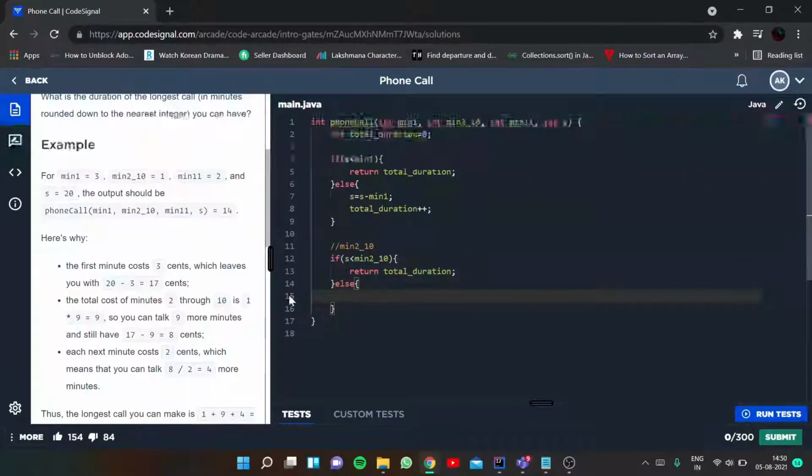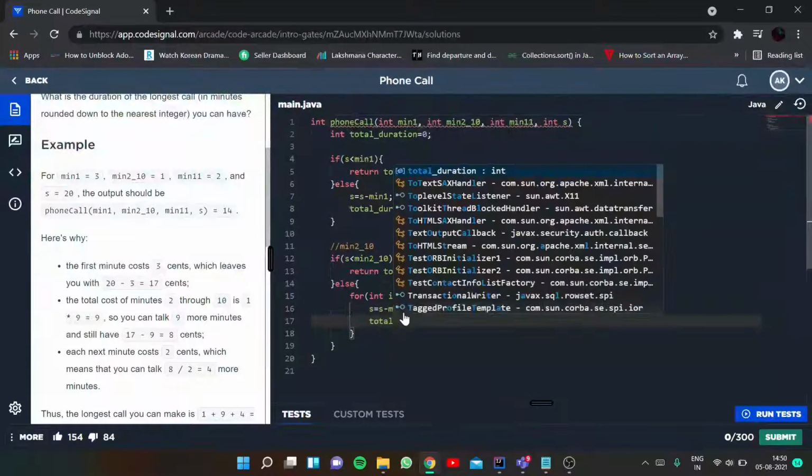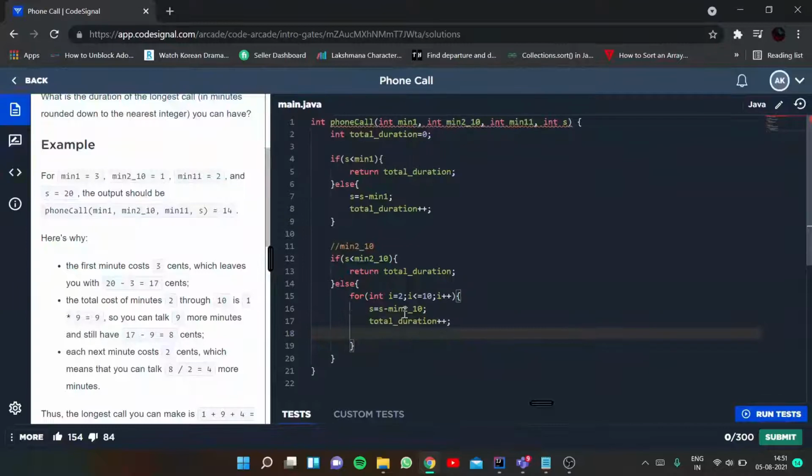Else, the cost for the minutes 2 through 10 applies, so there will be a total of 9 calls in between. We have to pass through a loop, because we don't know in which call our money will be exhausted. So i starting from 2, and i less than or equal to 10, we have to consider that too. Now, likewise, I'm subtracting the money from 2 to 10 on each iteration, and I increment the total duration. Then if at some point the money is finished, the loop has to break. So I'm giving the condition here.